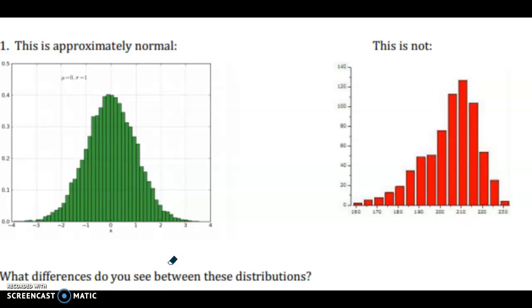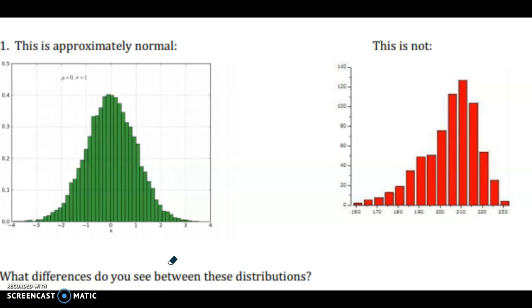Okay, so some things that you hopefully talked about with your neighbor is they both represent histograms, and you can see that they both increase to kind of a central point and then they decrease. You notice that the one on the left is symmetrical. So that is one term that we're going to talk about with normal distribution: symmetry. Normal distributions are symmetrical. The one on the right is not symmetrical.